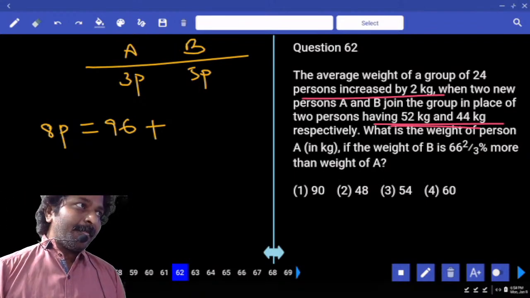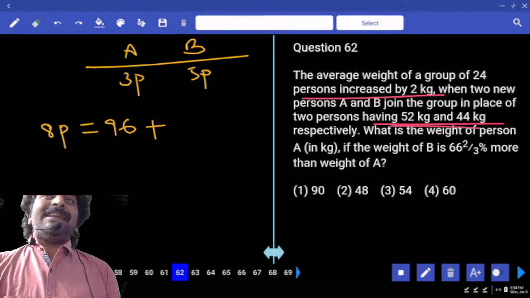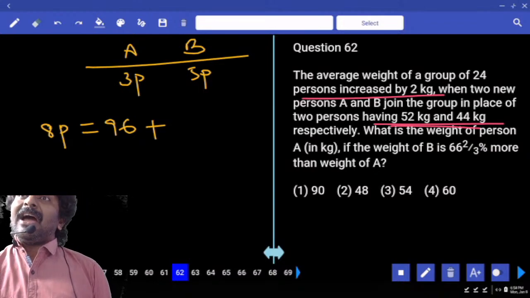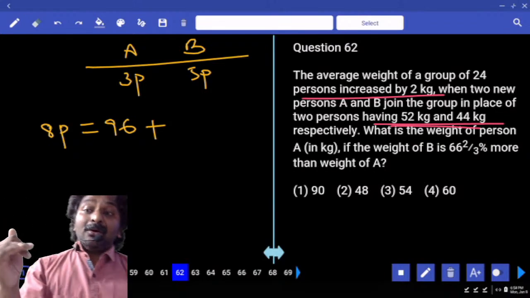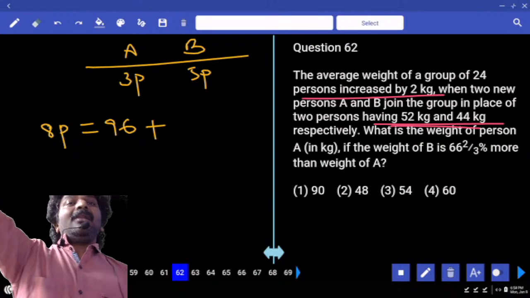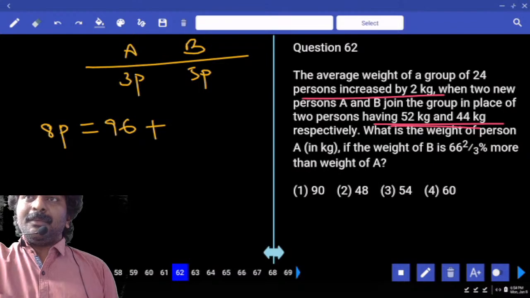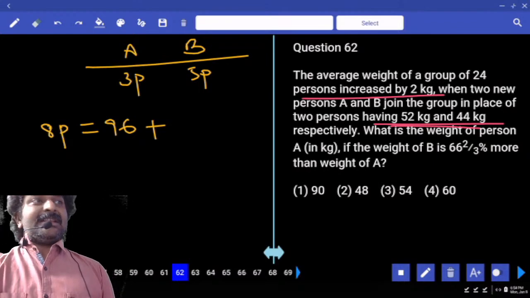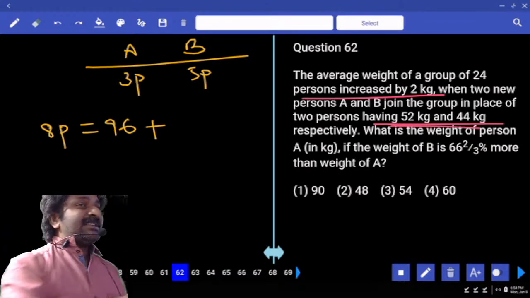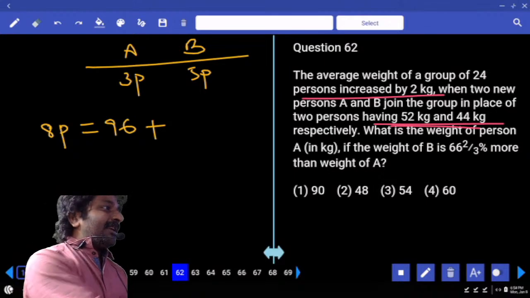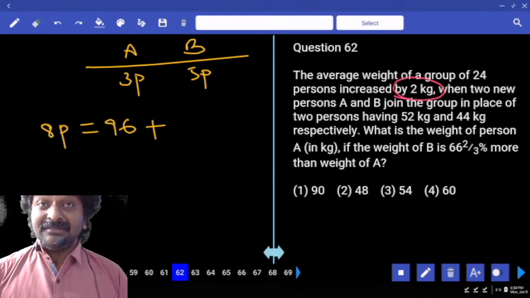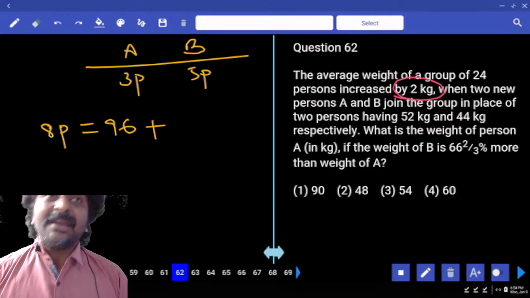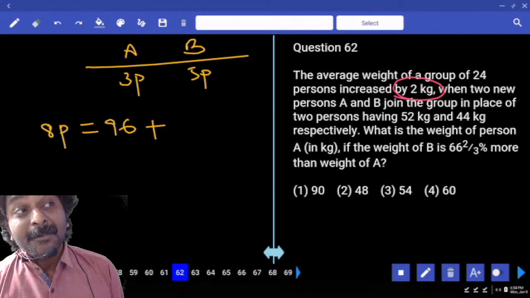Average will be same. If 2 new people's weight is less than old people's weight, average will go down. If 2 new people whose weight is more than old people who left from the group, average of the group will increase. Because average increased, so 2 new people's weight is definitely more, we can say. Average increased by how much? Average increased by 2. For how many people?